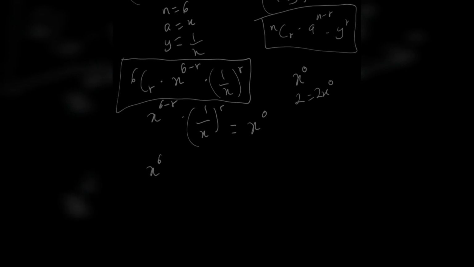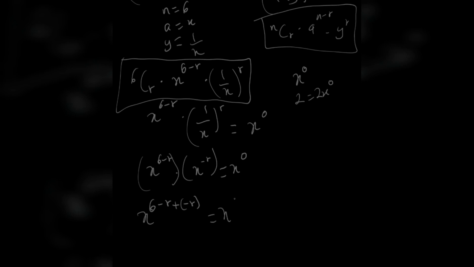So we have x power 6 minus r. 1 over x is the same thing as x power minus 1, so multiplying r gives us power minus r, equals x power 0. Because they are multiplying, by the laws of indices, to multiply terms with the same base, you just add the exponents. So we get x raised to the power 6 minus r plus minus r equals x power 0. They have the same base, so we just compare the exponents. So we have 6 minus r minus r equals 0. So 6 minus 2r will be 0.